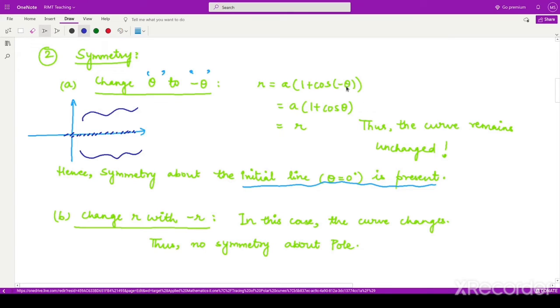So I was having r is equal to a(1 plus cos theta). When I replace theta with minus theta, we know cos of minus theta is equal to cos of theta, so this becomes equal to r. The curve remains unchanged. When you replace theta with minus theta, there is no change in the corresponding value of r. So the curve is symmetrical about the initial line, right?